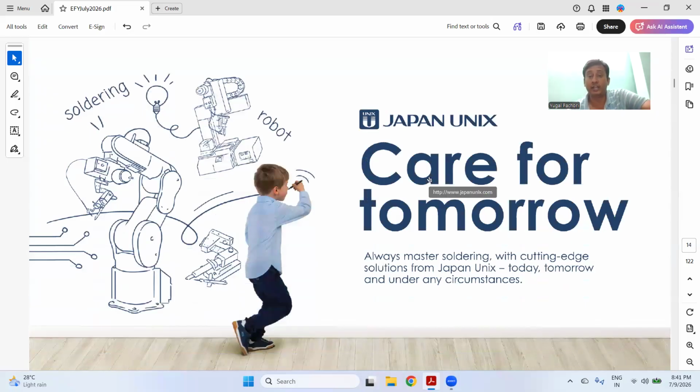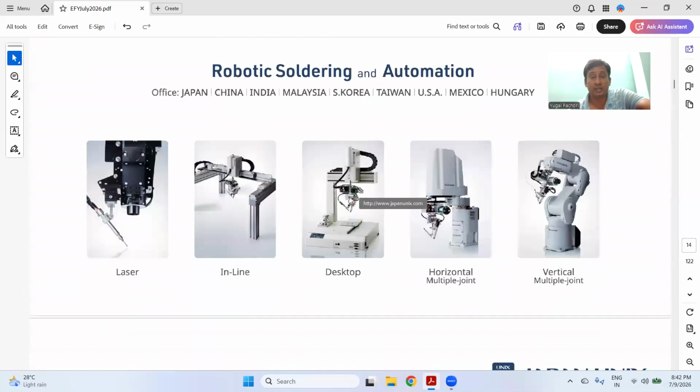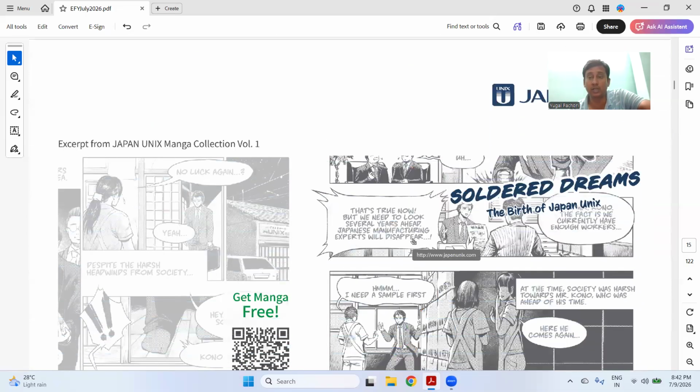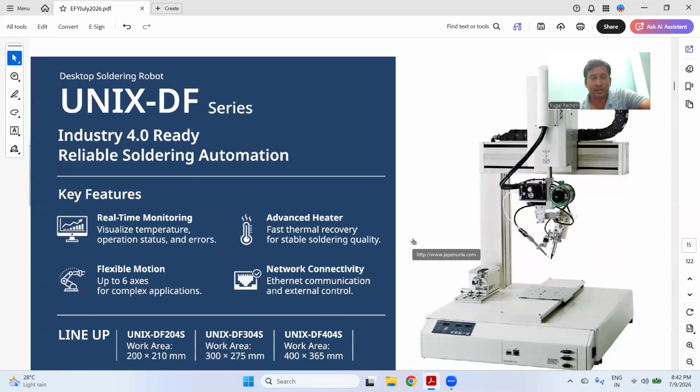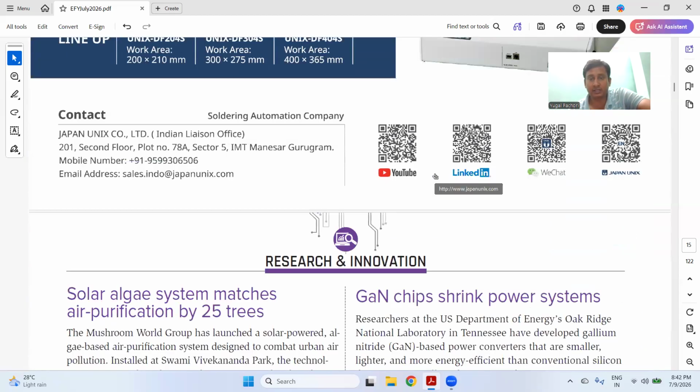Now, Care for Tomorrow. It is another advertisement, from Japan Unix. If you care for tomorrow, always master soldering with cutting-edge solutions from Japan Unix, today, tomorrow, and under any circumstances. So they are providing soldering solutions, robotic soldering and automation: laser, inline, desktop, horizontal, vertical, multiple joints. You can see it can work for multiple joints, and it can be used for a single joint too. Depending upon the application, you can have any type of soldering or automation machine that can help you with a soldering solution on any chip or device. So I think a lot of information is available in this advertisement as well.